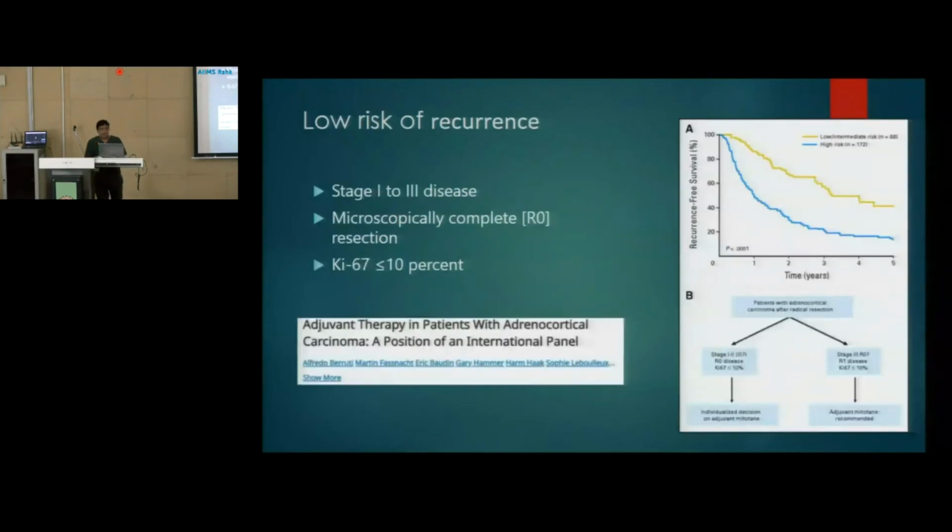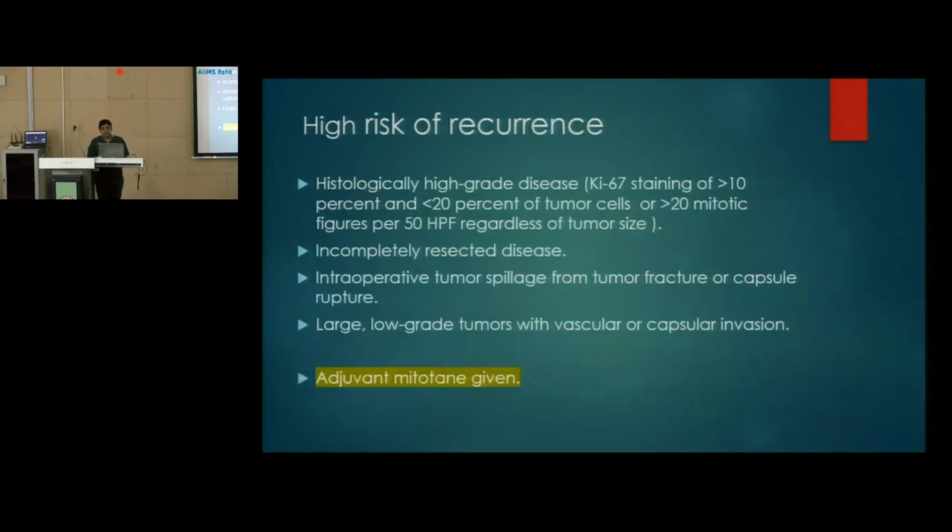Low risk of recurrence is present in patients with stage 1 to 3 disease and with R0 resection, and if the Ki-67 is less than 10%. High risk of recurrence is present in patients who have high-grade disease with Ki-67 staining of more than 10% or more than 20 mitotic figures, if there was not an R0 resection, and if any intraoperative tumor spillage was present. In such cases, we give adjuvant mitotane therapy.